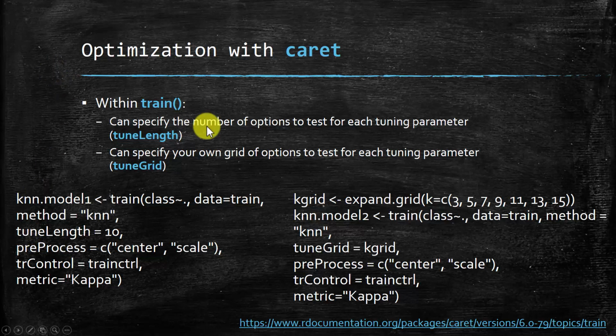Another thing you can specify is what metric you're using to determine what parameters gave you the best calculation. Here we're using kappa for a classification. So the optimal parameters will be the ones that provide the best kappa, the highest kappa. Note here the TR control sets the controls, and that references back to the tuning controls we set up in the prior slide.